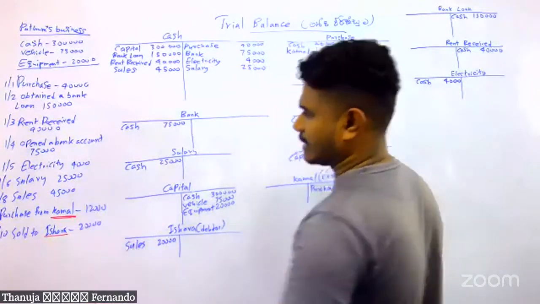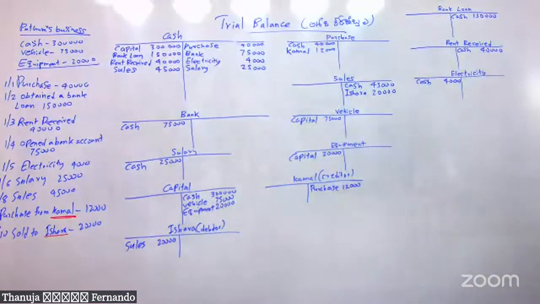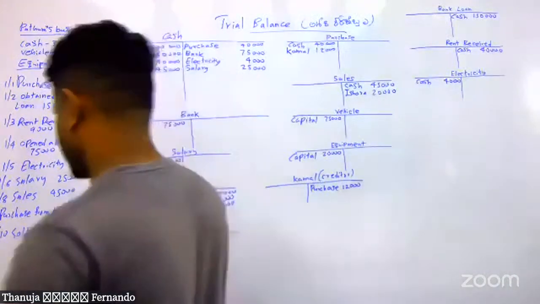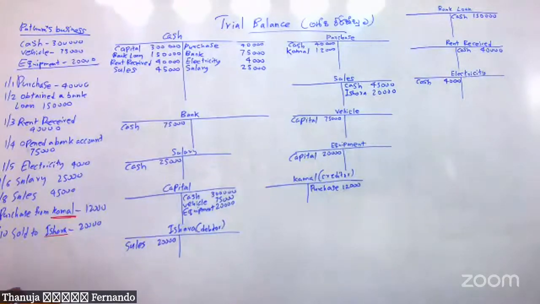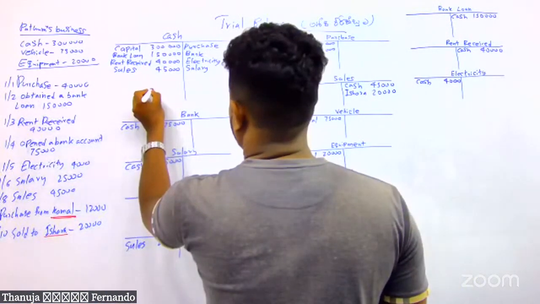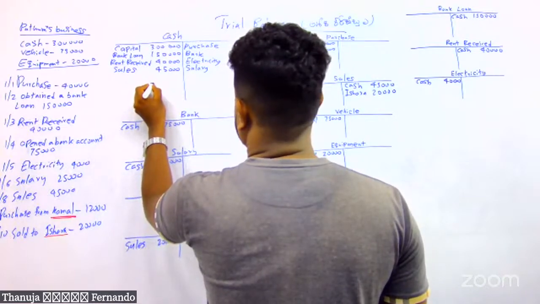This is how we record these transactions into prime entry books and ledger accounts. Now we are going to balance off all these accounts. How do we balance this kind of account? I think you remember.